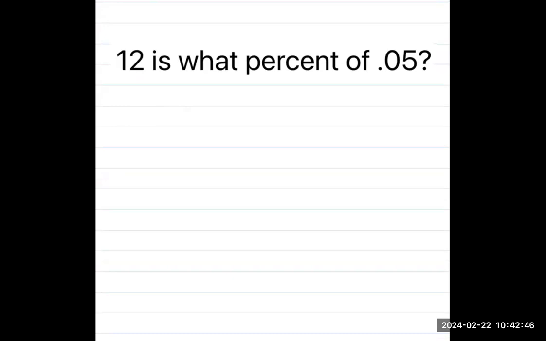Here we're being asked 12 is what percent of 0.05? And the decimals are getting a little weirder, but that's okay because we've got more than one way to solve it. Method number one says the percent is simply the part over the whole. And believe it or not, 12 is the part, even though it's much bigger.